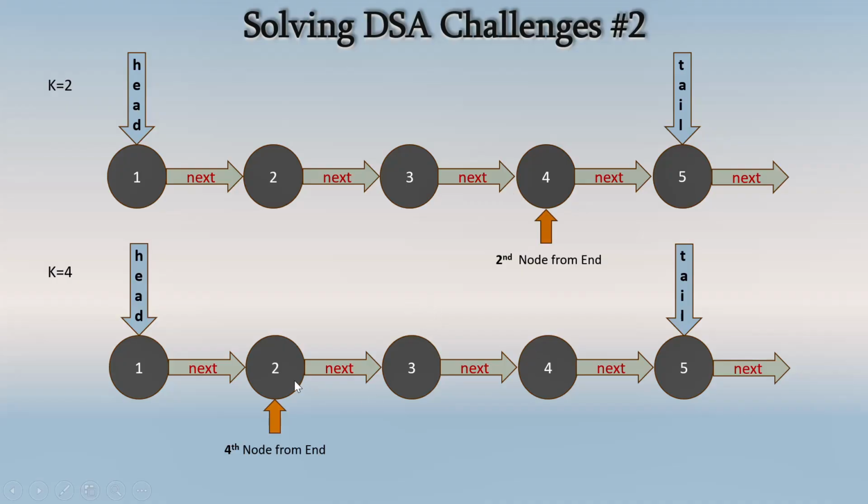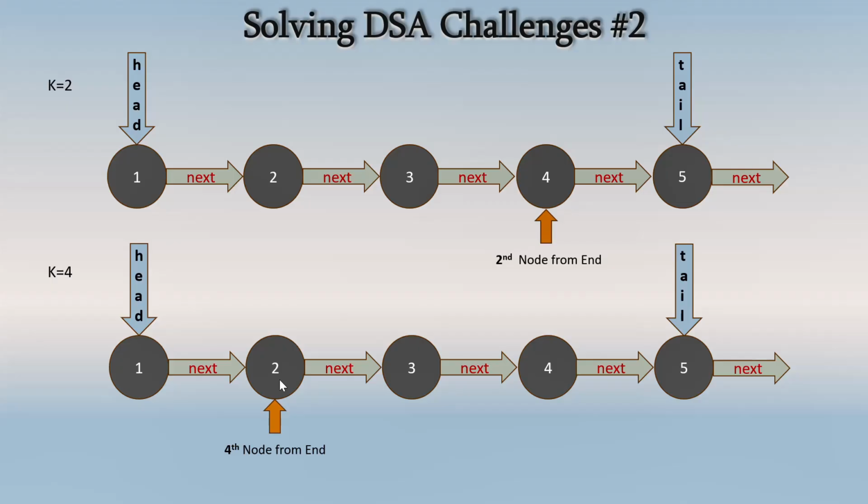Okay. So similarly, if you see the second case, the value of k is 4. K is nothing but n. That means we need to find the fourth last node from the end. So this is the first last node. This is the second last node. This is the third last node. And this node with value 2 is the fourth last node from the end. So the code which we are going to implement should return this node. So now I hope the problem statement is clear.